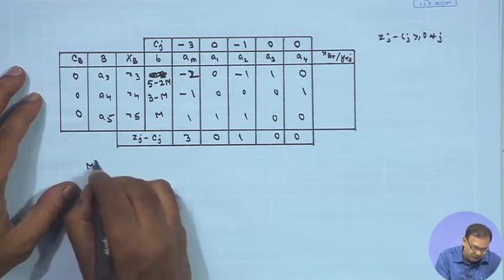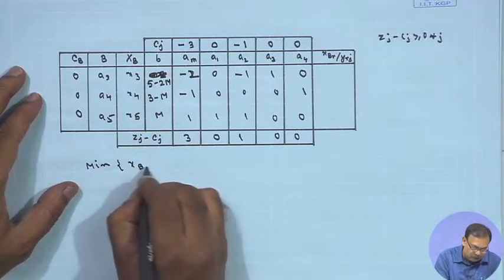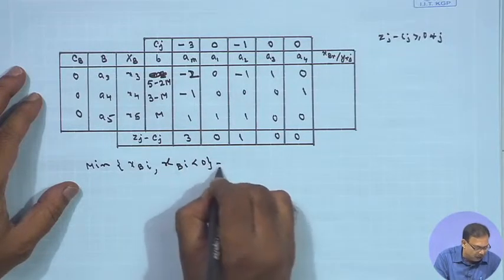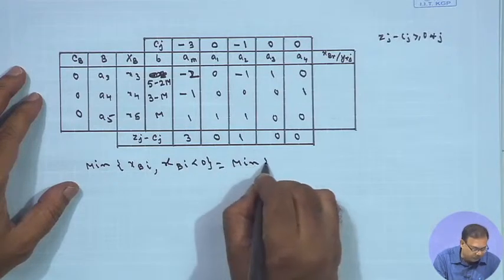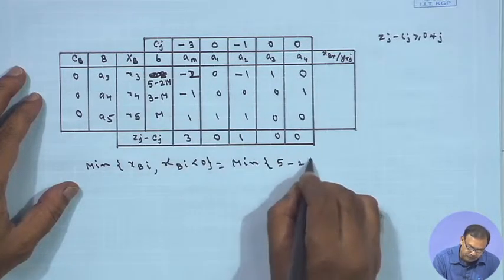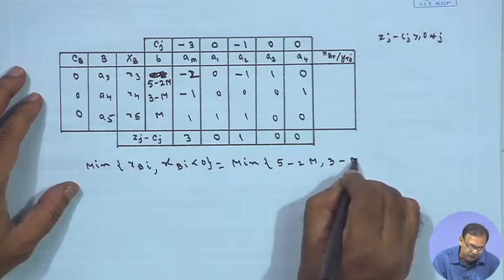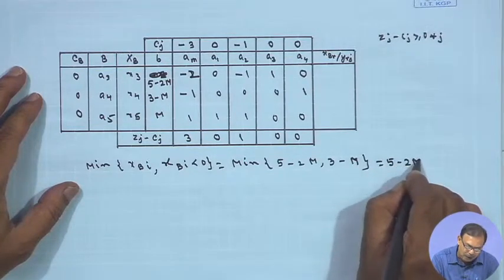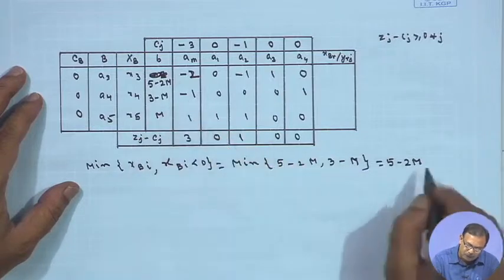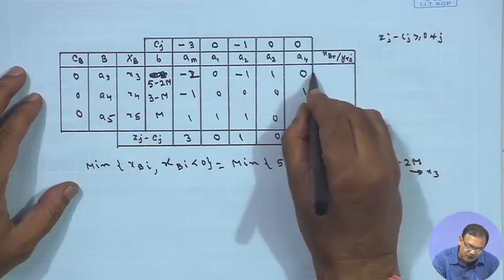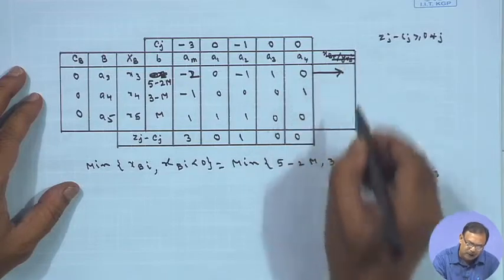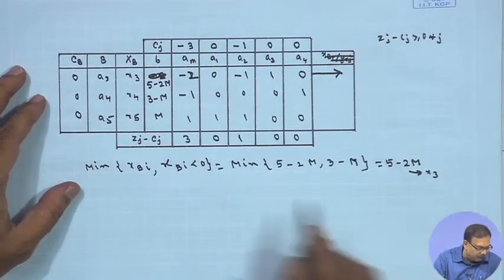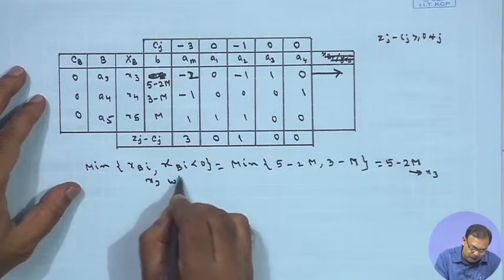So, which one will be the departing variable? I have to find the minimum of xBi such that xBi is less than 0, that is, the minimum of 5 minus 2M and 3 minus M. The minimum of these two will obviously be 5 minus 2M, and 5 minus 2M corresponds to which one? x3. So, therefore, your x3 will be the departing variable, as we have explained earlier. So, x3 will leave.